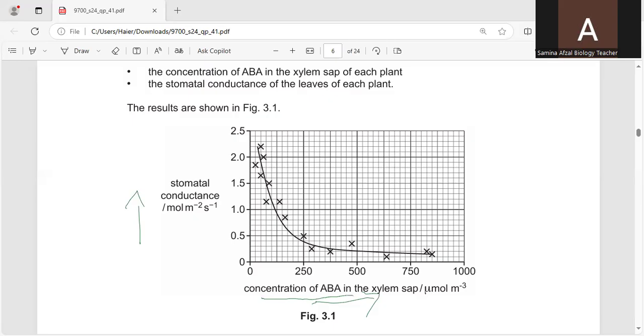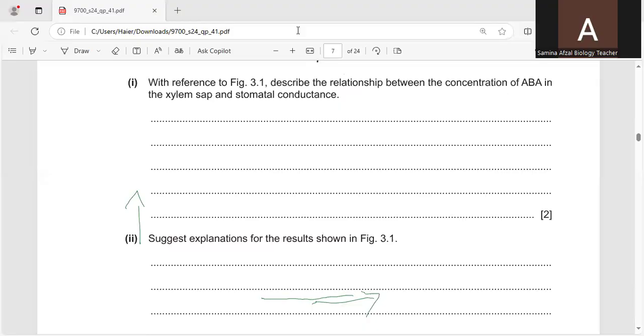It decreases steeply between 0 to 250, and there is little change between 250 to 500. So in this way they are inversely proportional to each other. So here we are going to write, with reference to figure 3.1, the relationship between the concentration of ABA in the xylem sap and stomatal conductance.